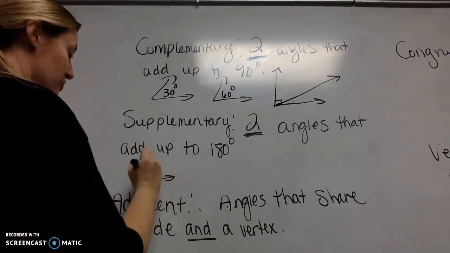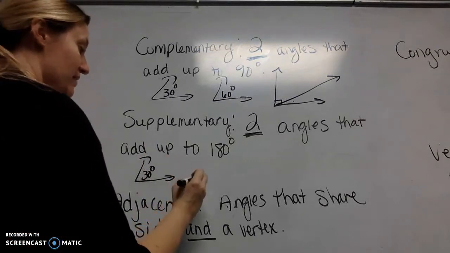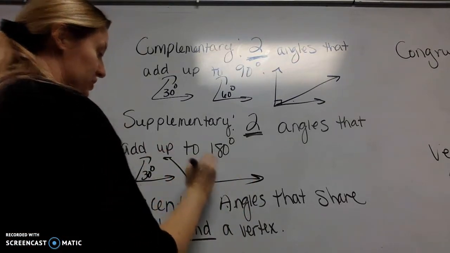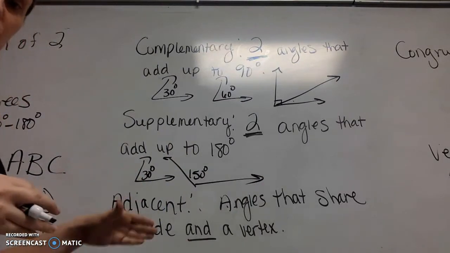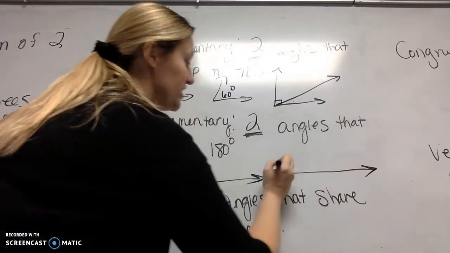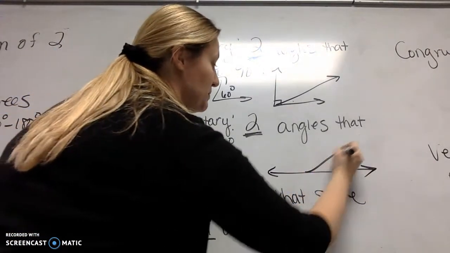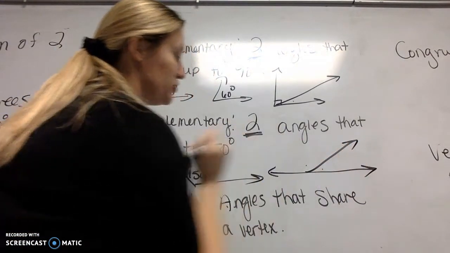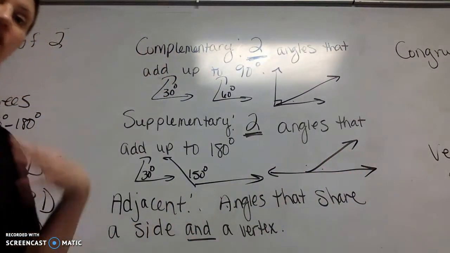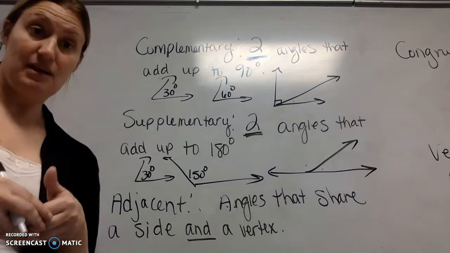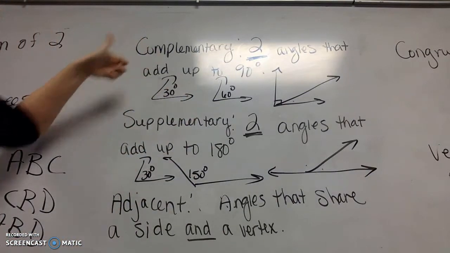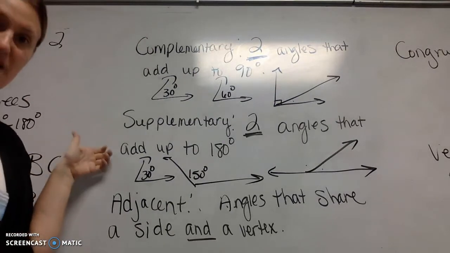I could have a 30-degree angle and then a big 150-degree angle. Those add up to 180, so they're supplementary. Or I could have a 180-degree angle that's being split. Again, I don't know these 2 measures, but I know together they make a 180-degree angle, so therefore they have to be supplementary. Now, most of you will remember this without a problem, and you'll remember this without a problem.